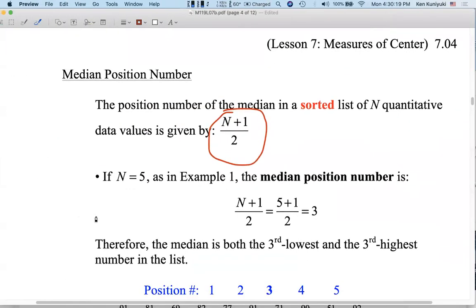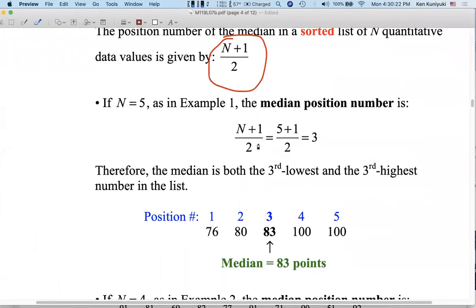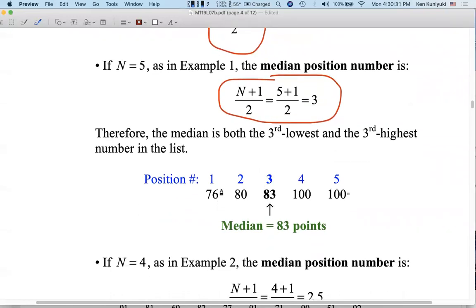Now if n equals 5, as in our first example, the median position number is 5 plus 1 is 6. Divide 6 by 2, and you get 3. So that means that after you've sorted the values, remember you have to sort first, we get the median as our third lowest value. So if you know the lowest value, the second lowest value, and then once you find the third lowest value, you know that's the median. You don't have to worry about sorting the rest. The remaining values were both hundreds anyway.